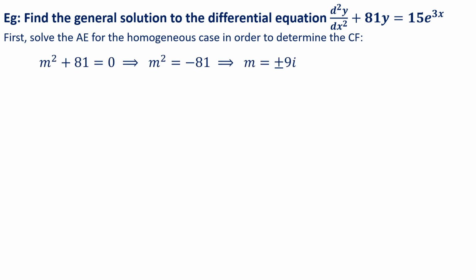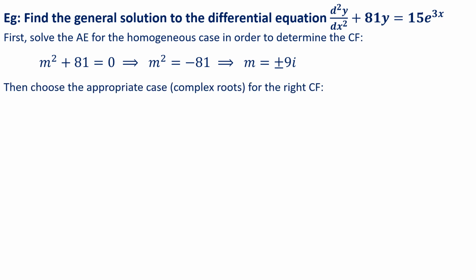So this equation is actually going to be m squared add 81, not m squared add 81m. And if I rearrange that equation, I find complex roots. In this case, purely imaginary, but we can think of them using the same case we talked about before for complex conjugate roots.